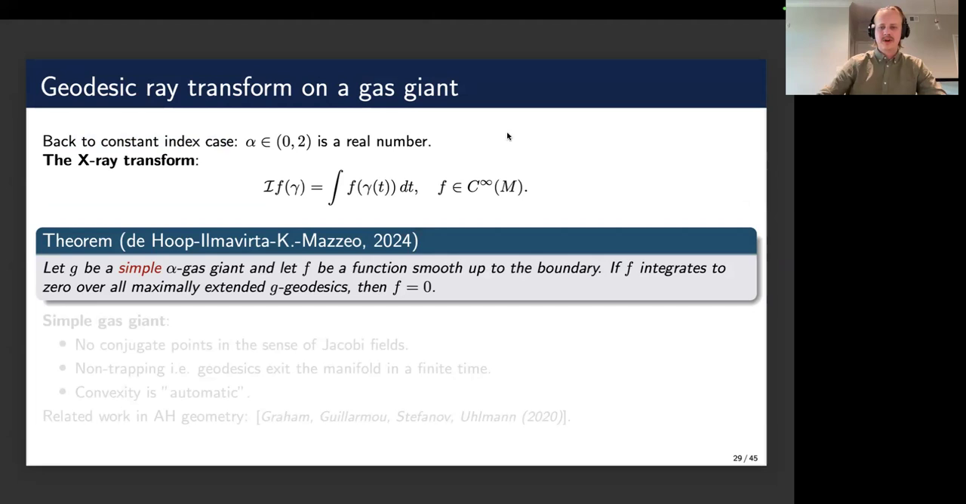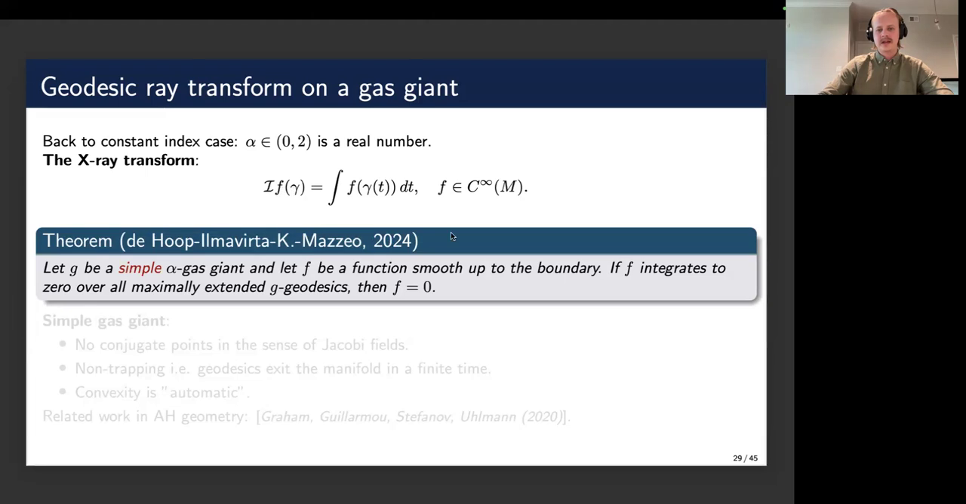Okay. So what I mean by an X-ray transform here is a function that takes in a function and then produces another function on the space of geodesics of the manifold. So what you do is define If of gamma by integrating f along this geodesic, which goes between any two boundary points. So these are maximally extended geodesics. They go between any two boundary points.